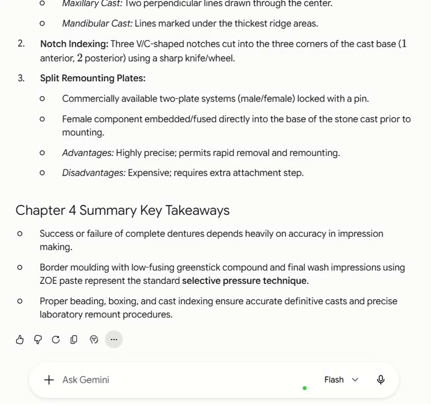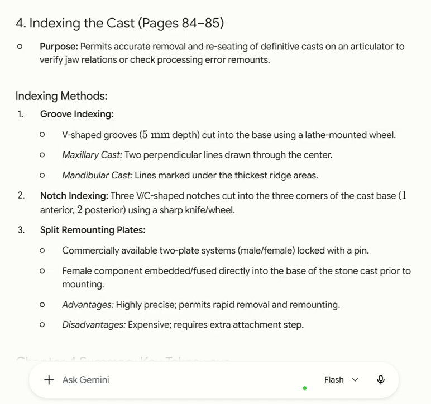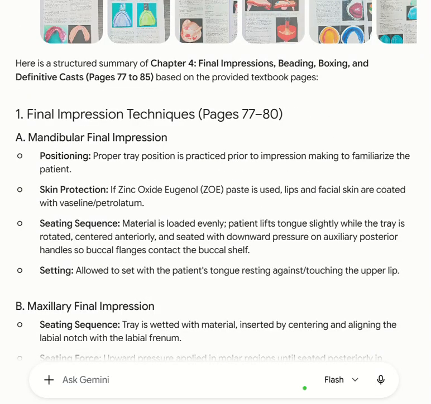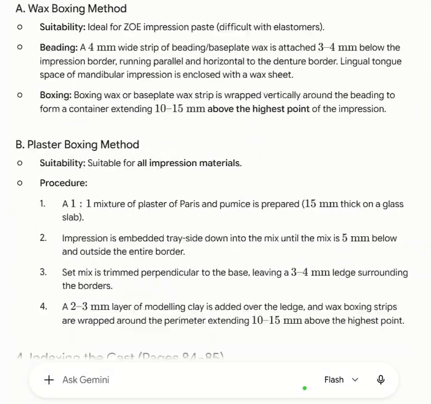Here is a structured summary of Chapter 4, Final Impressions, Beading, Boxing, and Definitive Casts, pages 77 to 85, based on the provided textbook pages. 1. Final Impression Techniques, pages 77 to 80. A. Mandibular final impression. Positioning: proper tray position is practiced prior to impression making to familiarize the patient. Skin protection: if zinc oxide eugenol, ZOE, paste is used, lips and facial skin are coated with Vaseline, petrolatum.